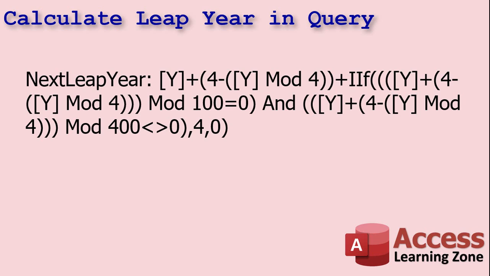That's a valid function right there to calculate the next leap year in a query field. No, I don't want to write that. I don't even want to read that. Does it work? Yeah, it works. I tested it. But no, I'm going to show you how to properly calculate it using VBA in a way that your brain can actually wrap itself around.